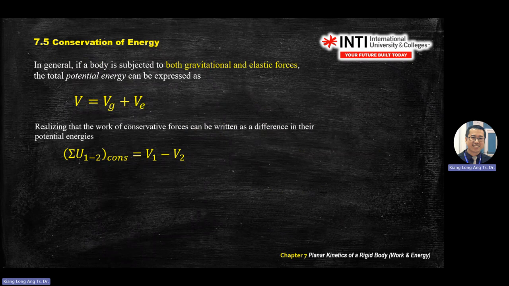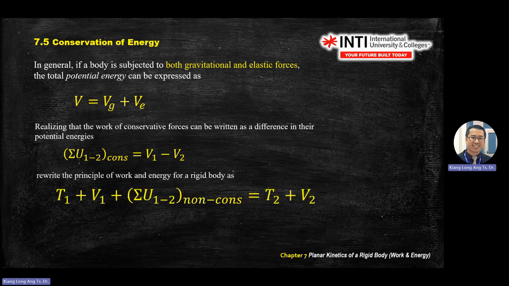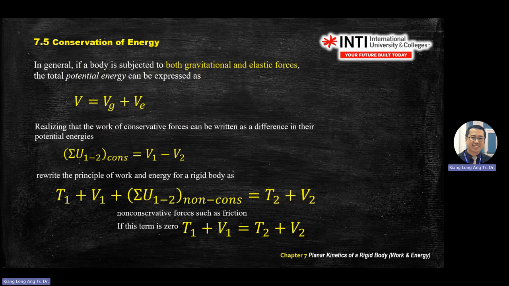So when you have conservation of energy, this is from the principle of work and energy. When you put your conservation of energy on the left, you can write V1, V2. And if you want the complete equation, including the non-conservative energy, it will be T1 plus V1, meaning kinetic plus potential, plus all the non-conservative energy equal to the energy after. But because we are focusing on conservative energy, we will cancel out this one. It means we do not consider all the non-conservative forces like friction force.